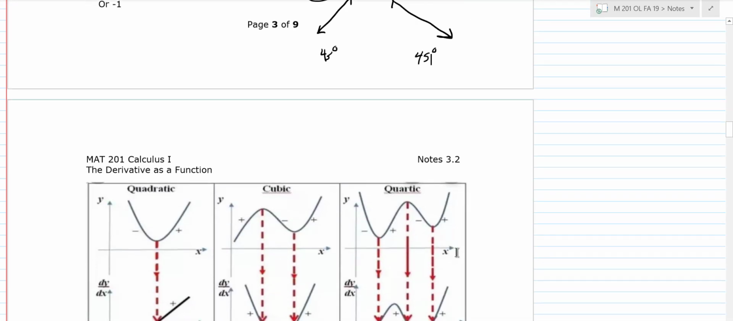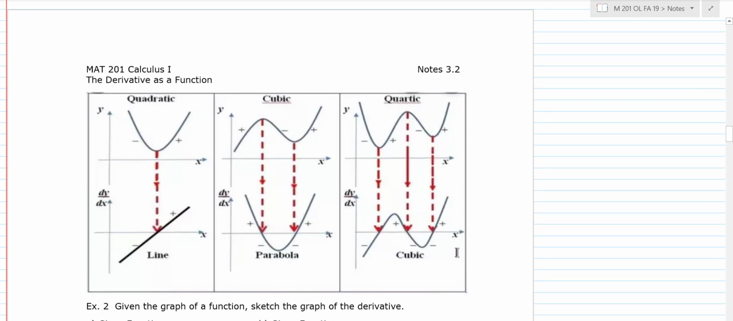Okay, so let's see. Let's go down here. Next page. This shows the thought process. So this is a function that you're given. This is the derivative. dy over dx is another way of saying f prime of x. This is the graph of the derivative. So here's what I suggest. Right now, the derivative is zero because you have a horizontal tangent line. So that means the value of the derivative is zero, meaning it's on the x-axis.